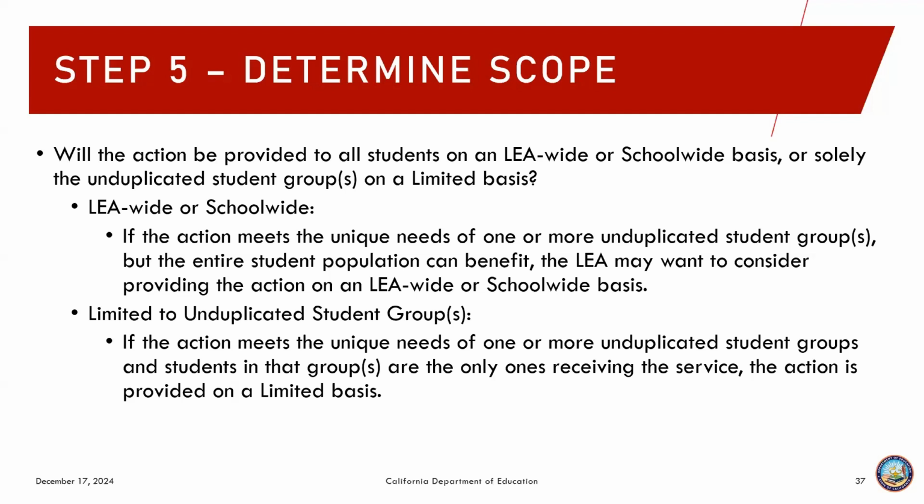We see that a lot of times with like English learners because their needs are often very unique to like grasping the English language, right? And not all students would necessarily benefit from some of those strategies or would not necessarily need them. So we sometimes see limited actions, especially being focused directly on like the English learner unduplicated student group, something like that, right? So you would go through the process of developing the strategies and then determining how are we going to implement them. That's determining scope.